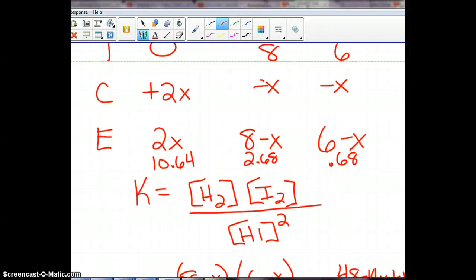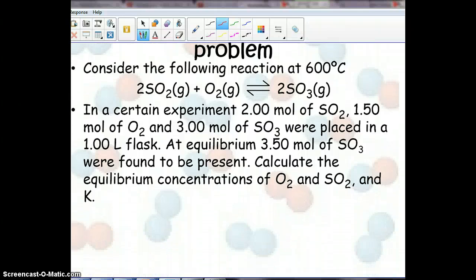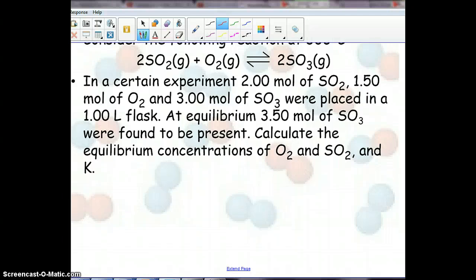All right, let's look at another type, the last type. The last type of equilibrium problem, you're going to be given some type of equilibrium information. So in this problem, we're given 2 moles of SO2, 1.5 moles of O2, and 3 moles of SO3 placed in a 1 liter flask. So 1 liter helps us because we really don't have to worry about calculating concentration since everything's dealing with 1 liter. If it were different than 1 liter, we'd have to calculate the concentration, and it would be a little bit more difficult. And then we're told that we have 3.5 moles of SO3 at equilibrium.